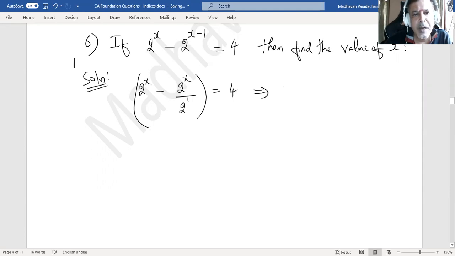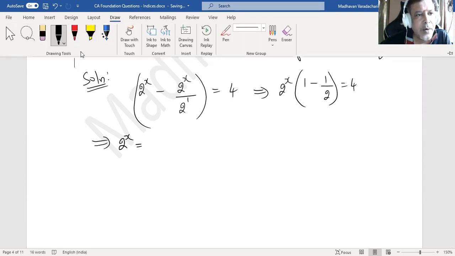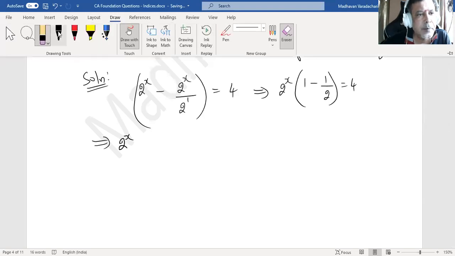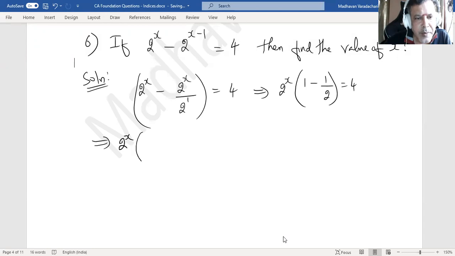So I can take common 2 power x outside. So you will have 2 power x times 1 minus 1 by 2 is equal to 4, which is 2 power x times 1 minus half, that is 1 by 2, equal to 4.